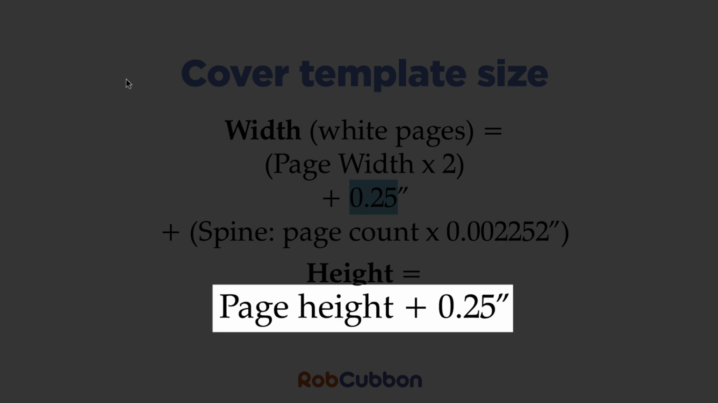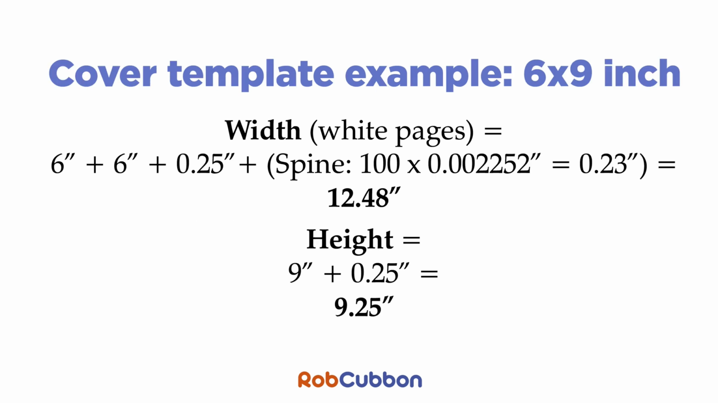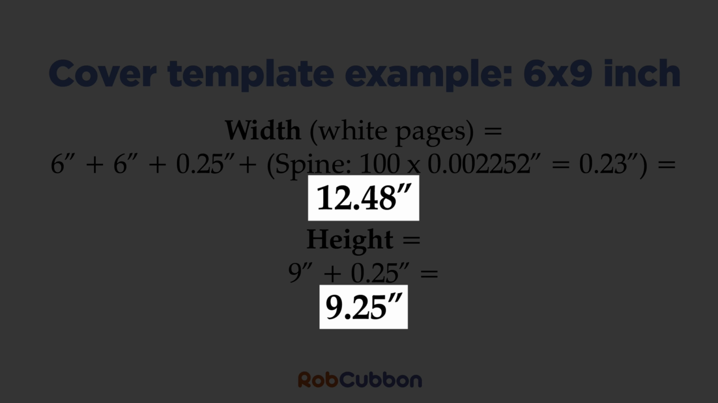The height of the cover is a bit more simple. It's just the page height plus the bleed. Again, that 0.25 inch figure. So here is our example of a 6x9 inch book, and we have calculated the width to be 12.48 inches and the height to be 9.25 inches.